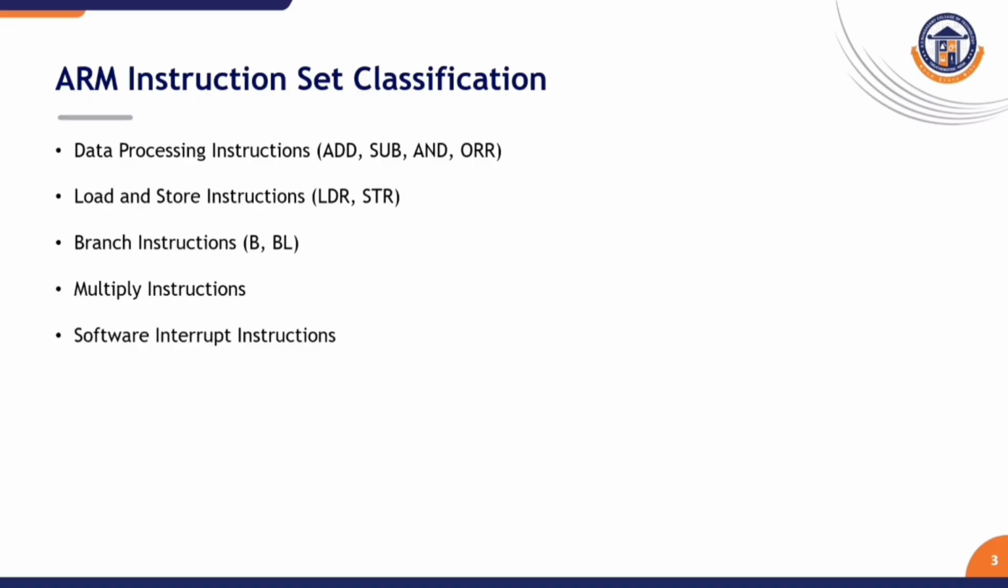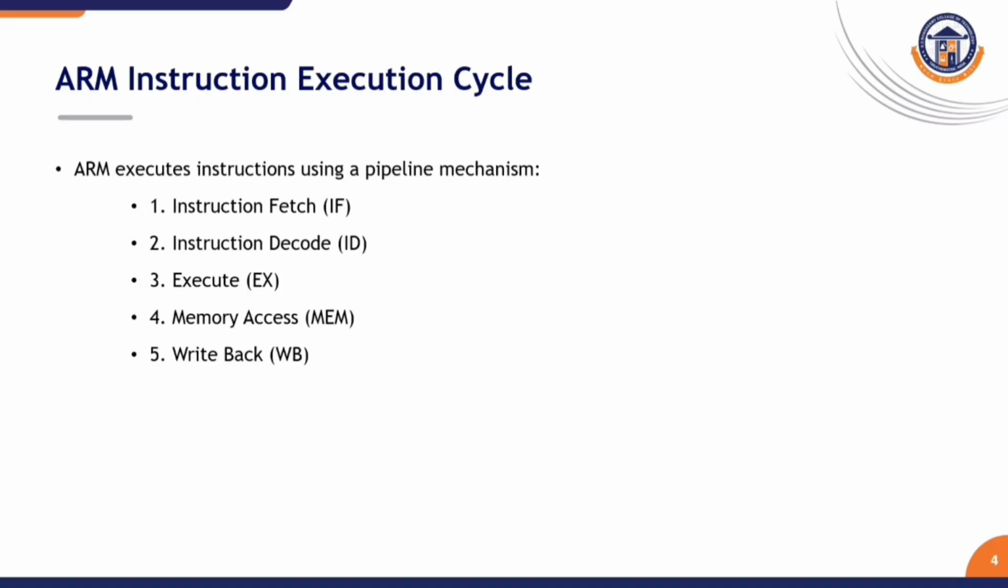Next, we are going to discuss the instruction execution cycle. ARM processors execute instructions using a pipelining mechanism. So generally, what is meant by pipelining? Pipelining is a concept which splits up a huge task into equal time interval tasks, and it is carried out continuously throughout the process.